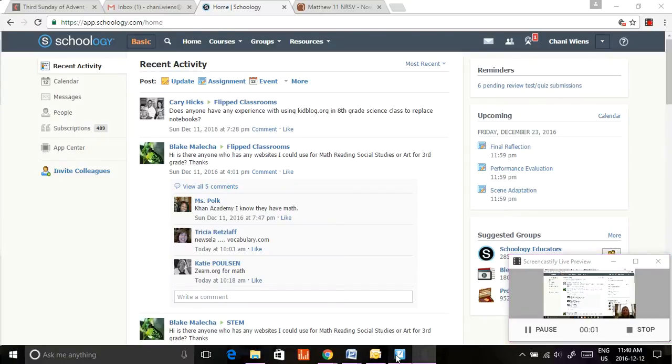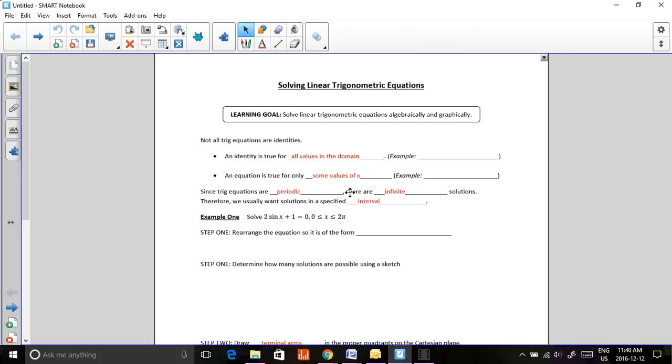Hi class, today we're learning about solving linear trigonometric equations. So really we're just taking a trigonometric equation and solving for y. We actually already did this in chapter 6, but it's just prepping us for what we're doing next class, which is solving quadratic trig equations.